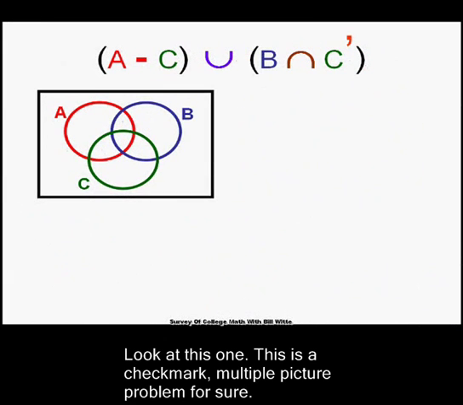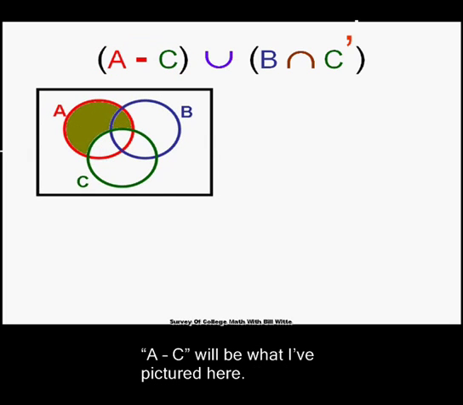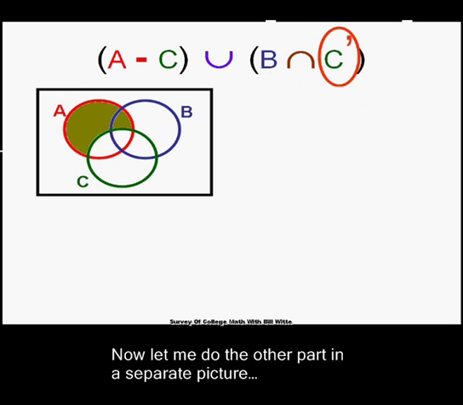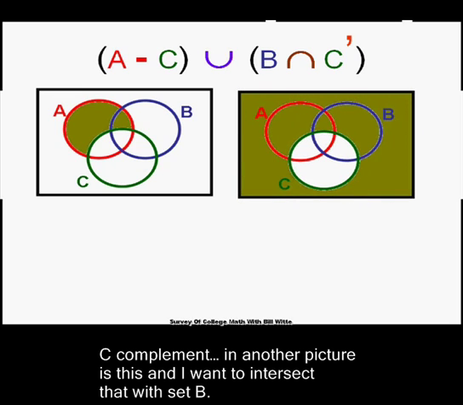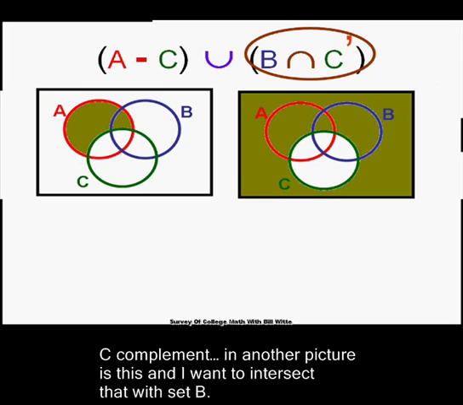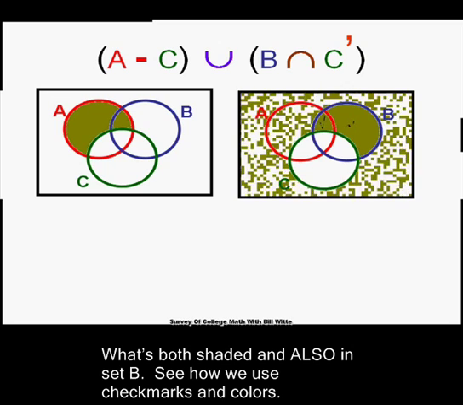Okay, very good. Look at this one. This is a check mark multiple picture for sure. That's A minus C. A take away C is going to be this. All right, I got A take away C. Let me do the other one. C complement. I'll do another picture for that. C complement is this, and I want to intersect that with B. C complement intersected with B. What's drawn and also in B is that area. See how we're using the check marks and colors?